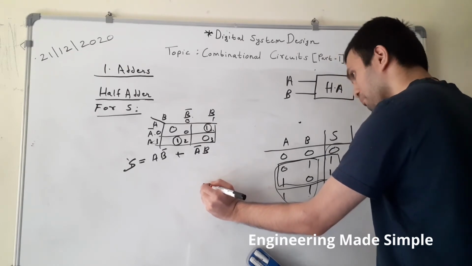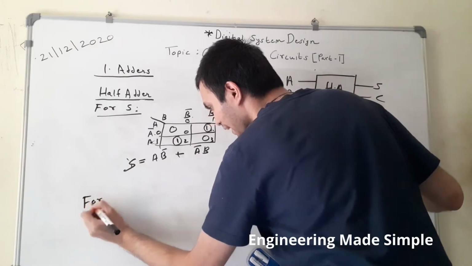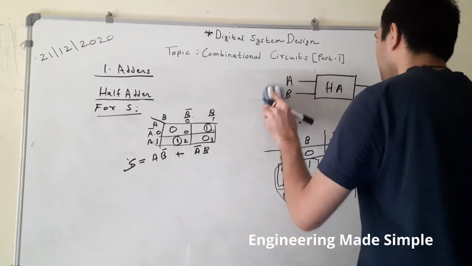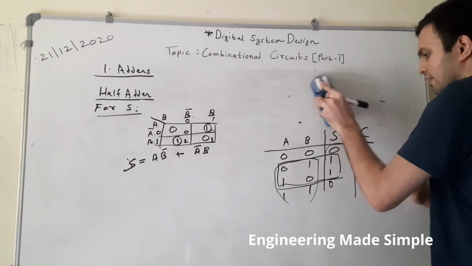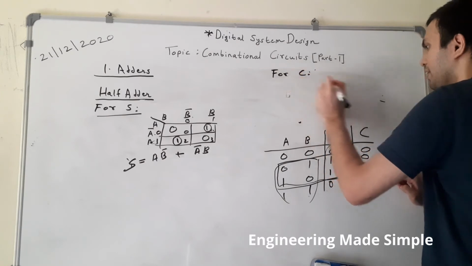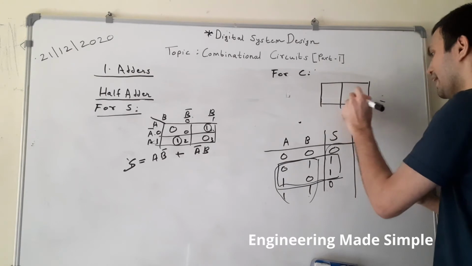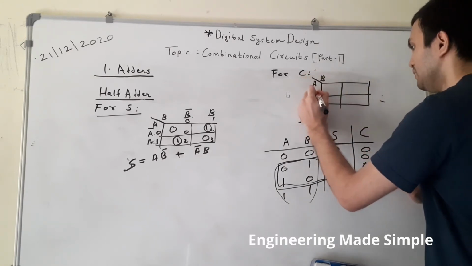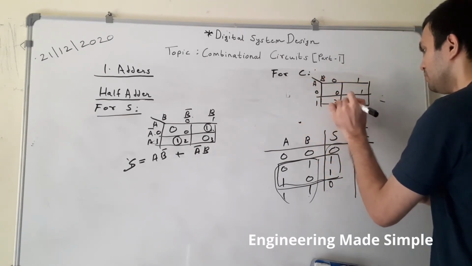The same procedure we will do for carry output also. So what is carry output? For carry we will solve another K-map. So I will write it over here for carry. So that will also be a 4 variable K-map. Only we will map carry outputs over here. So this is nothing but A, B, 0, 1, 0, 1, 0, 1, 2, 3.